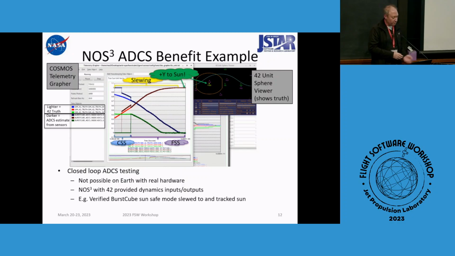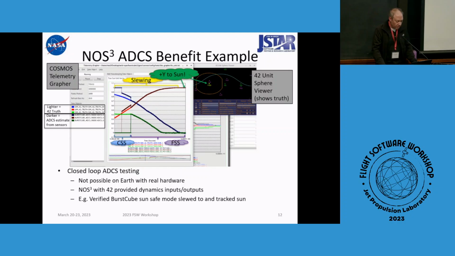This is not possible really on Earth with real hardware. We use NOS3 with 42's provided dynamics and inputs, and the goal was to verify that BurstCube would enter safe mode and slew to track the sun after initial tip-off from the launch vehicle.